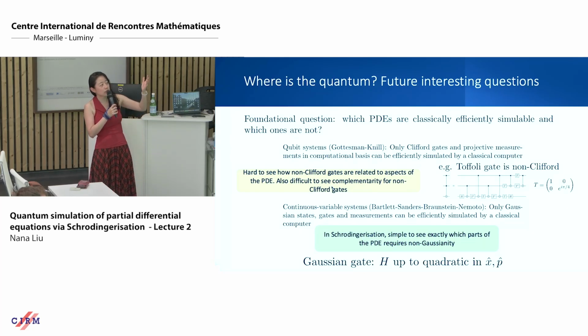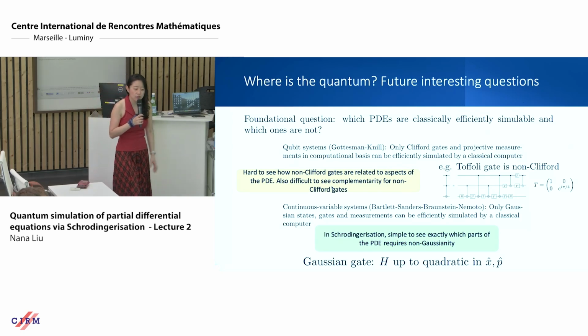So the Gottesman-Knill theorem says that if you only have Clifford gates and projective measurements in the computational basis, then they can be simulated efficiently on a classical device. And it's really having things like these non-Clifford gates and so on that's actually making things more difficult.